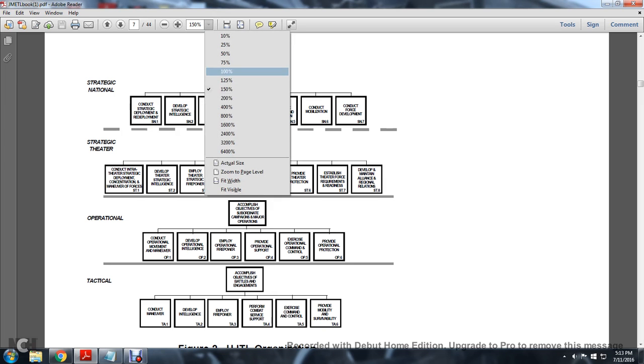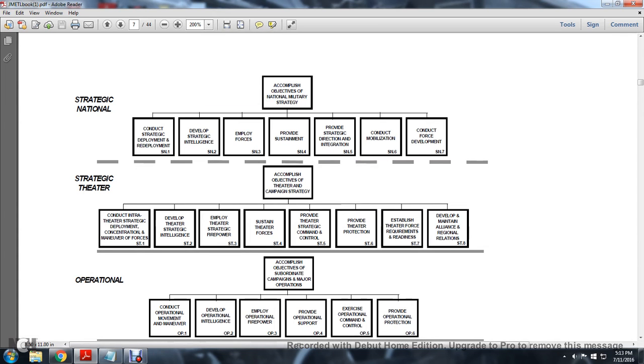Alright, let me see how big I can get this. At the top you see the accomplishment of objectives of the national military strategy. Going into strategic national, from left to right, there are 7 strategic national tasks: conduct strategic deployment and redeployment, develop strategic intelligence, employ forces, provide sustainment, provide strategic direction and integration, conduct mobilization, and conduct force development.